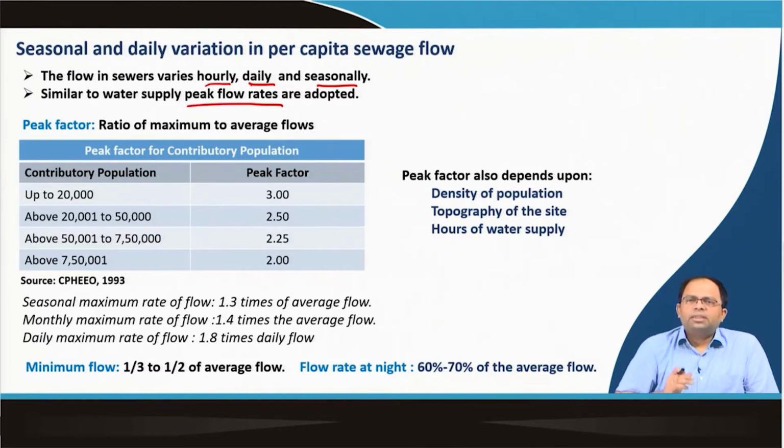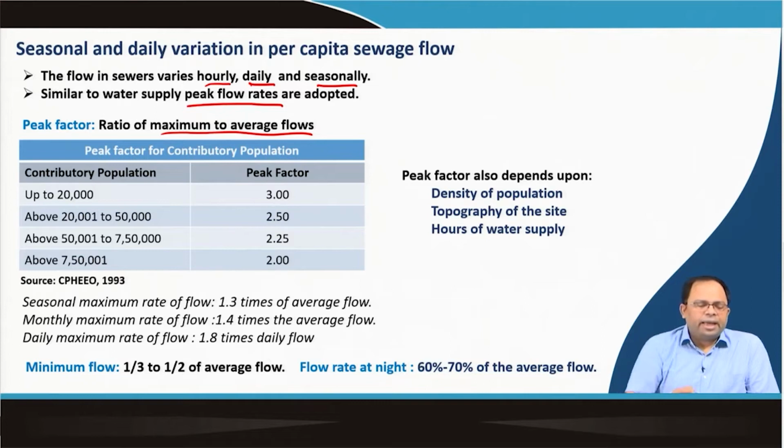That means there will be certain times of the day when there will be peaks in the system. That means the flow is much more than the average flow. So, peak factor is basically a ratio of maximum to average flows. So, what kind of peak factors do we assume for sewage?